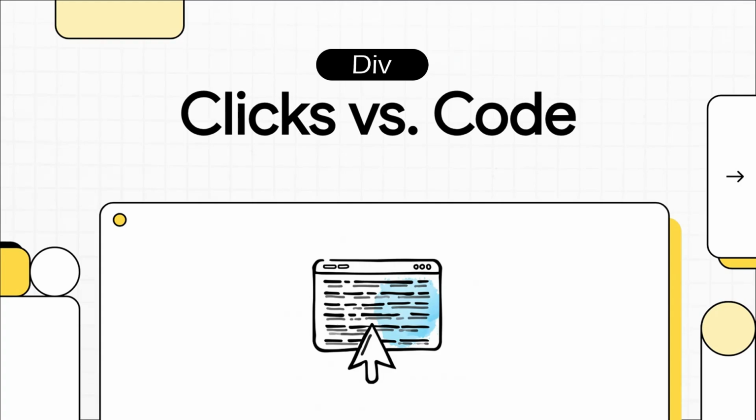All right, let's talk about what's really going on under the hood of the modern web. How are websites actually built these days? Today we're going to break down the two main ways to do it, the way of the click and the way of the code. Let's get into it.